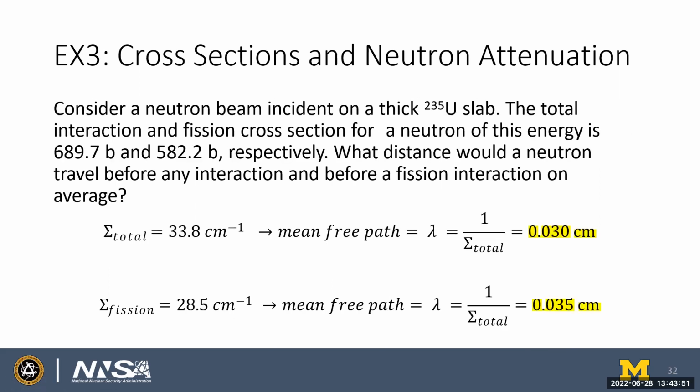We take the inverse, we get our mean free path, and the total mean free path in the fission slab is only 0.03 centimeters. And that's because thermal neutrons are just very likely to fission in uranium-235. If we had the fast cross-sections, those would be on the scale of barns, and it could travel more like centimeters or so through the material. The same thing goes for the macroscopic cross-section for fission. It can travel a little bit further because the macroscopic cross-section is lower. It can travel up to, on average, 0.035 centimeters.